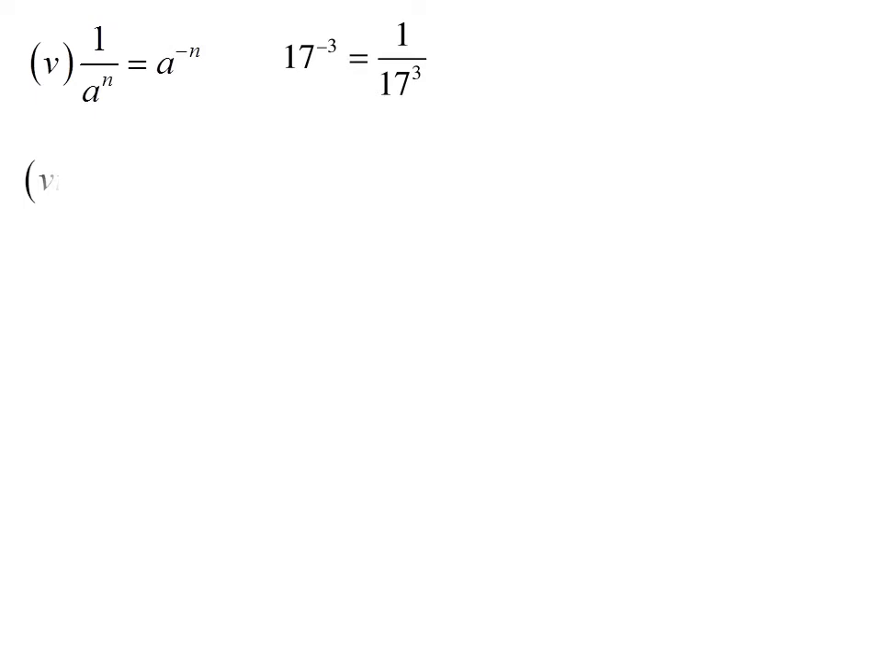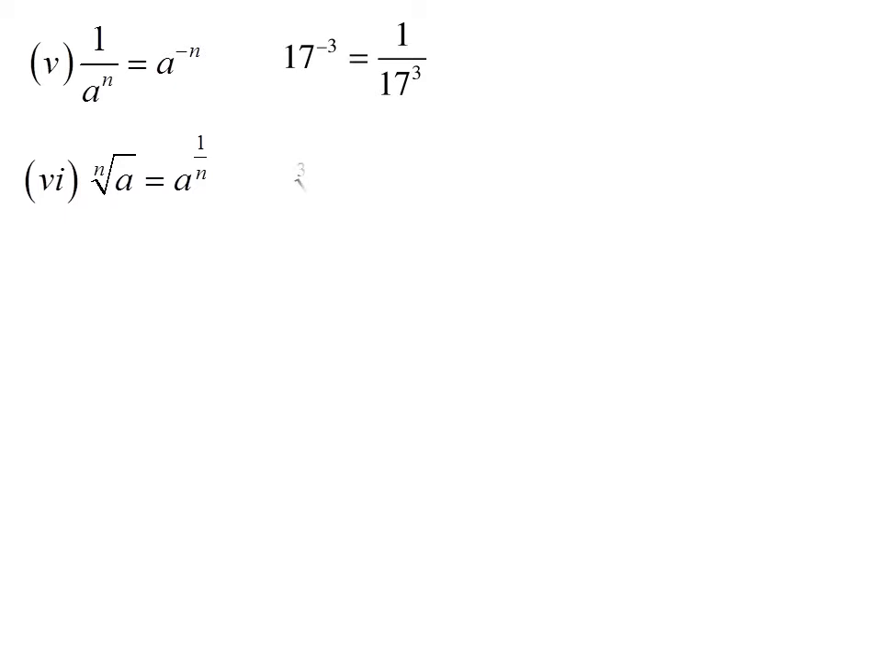The next property, the sixth one: the nth root of a can be written as a to the power 1 by n. So if you have to write the square root of a, it will become a to the power 1 by 2. If you have to write the cube root of a, it can be written as a to the power 1 by 3.